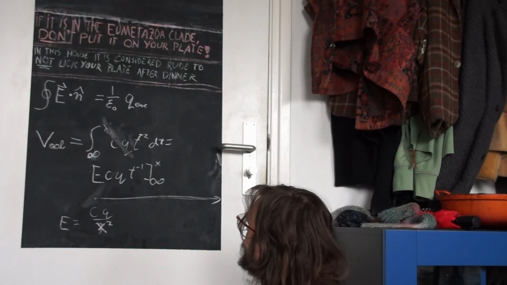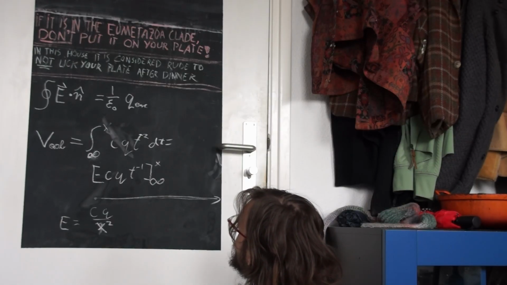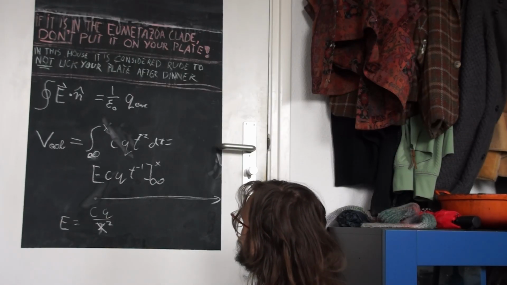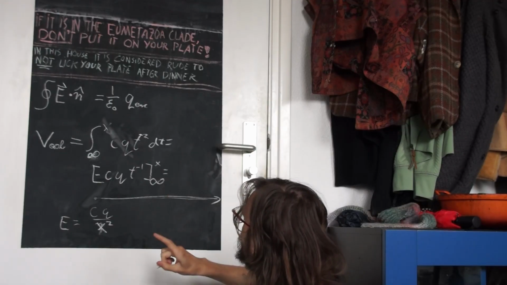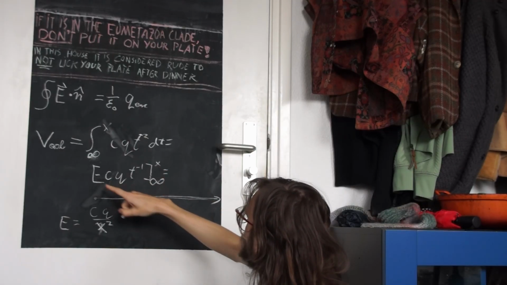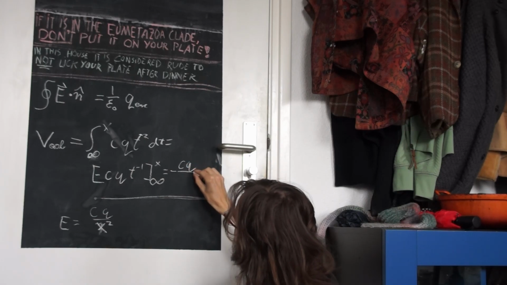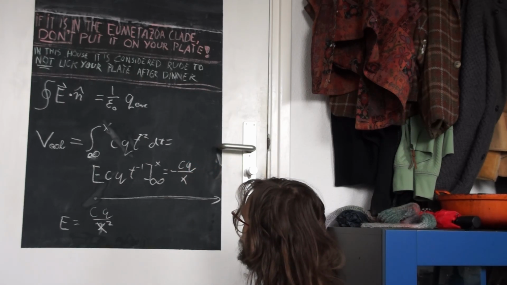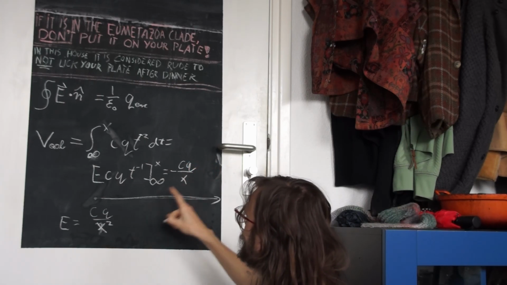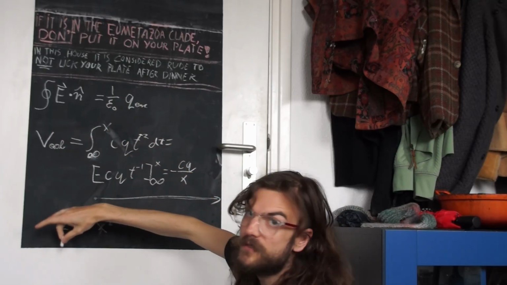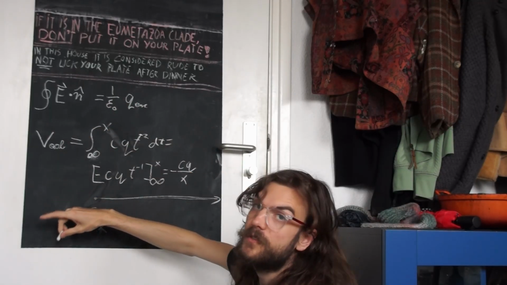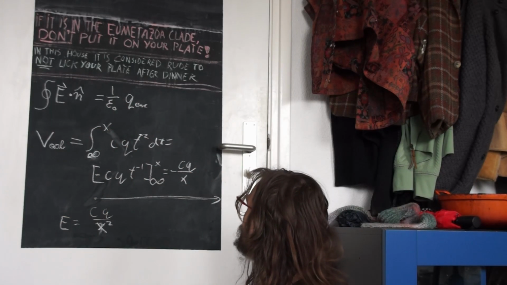And if we plug in t as infinite, we get 0. So if we plug in x, we keep the minus, so then it's going to be minus CQ over x. Or we could have used r also, because we could have used radial symmetry, of course, for the problem.